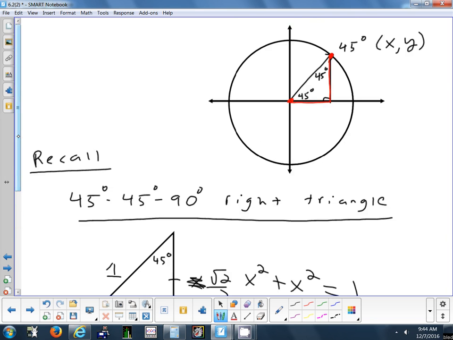So how far to the right did I go? Square root 2 over 2. And then how far up? Square root 2 over 2. So the coordinates for 45 degrees would be what? Yeah, square root 2 over 2, comma, square root 2 over 2.